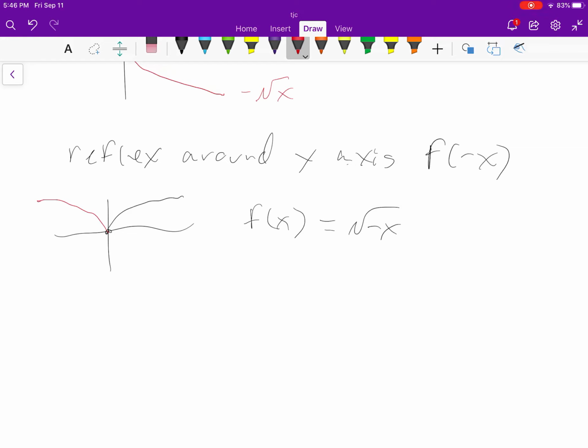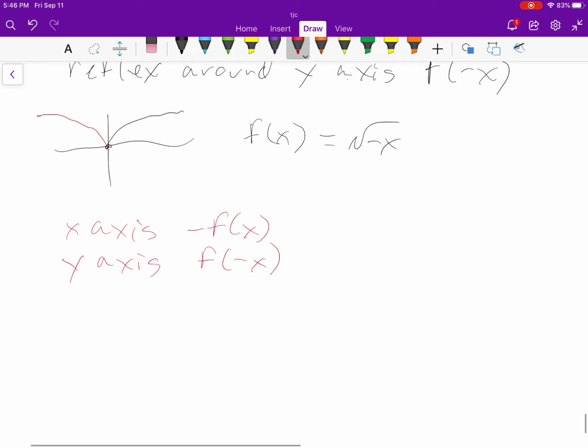So reflection around x-axis is negative on the outside. Reflection around y-axis is negative on the inside. And if you want to reflect around the origin, then you're going to do both. So the origin, a reflection is going to be both negative on the outside and negative on the inside. So there's reflections, how to reflect across y-axis, x-axis, and origin.